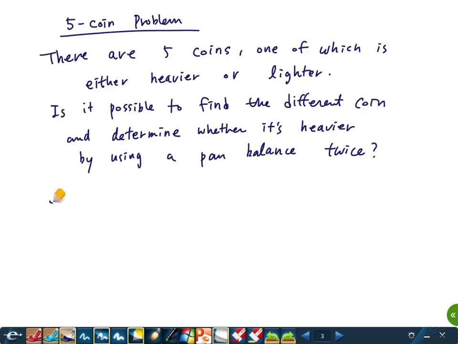So a pen balance is like this. You have 2 pans like this. You put some objects on one side and other objects on the other side. It will tell you whether they have the same weight, or the left one is heavier or lighter than the right one. It only tells you this. It doesn't tell you how much heavier or lighter. Can you do that by using this only twice? So we need only 2 comparisons.